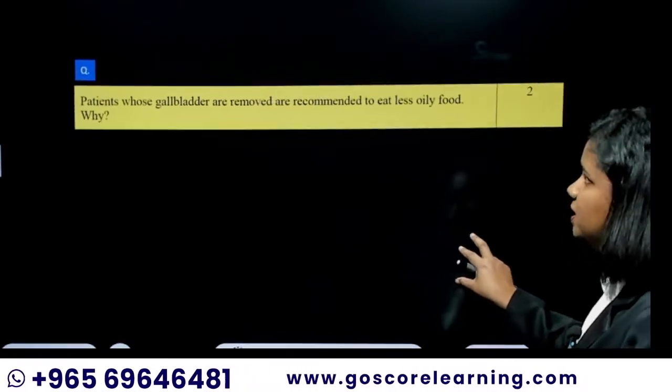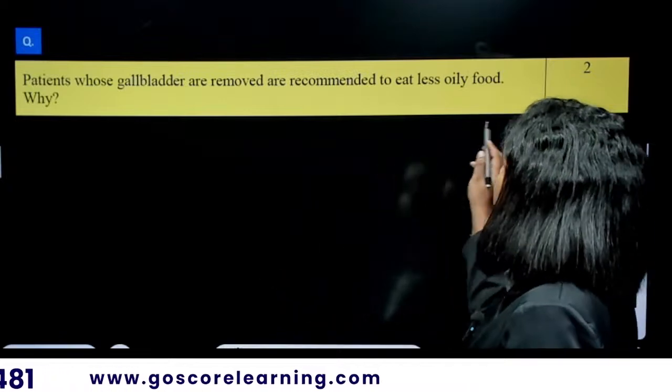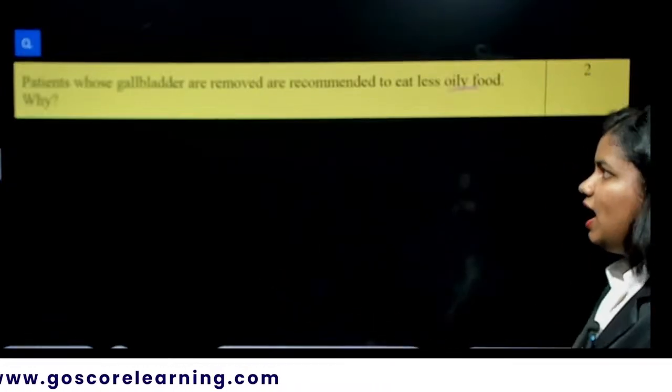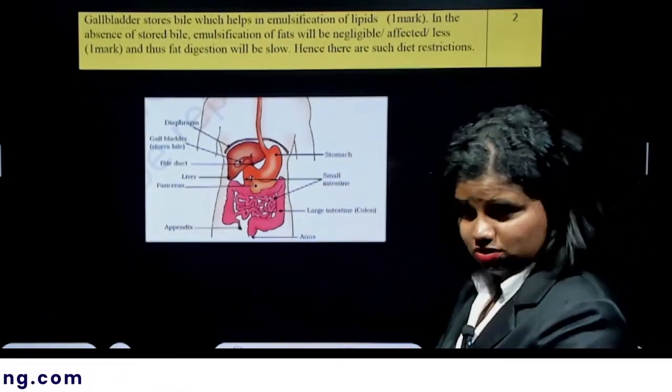This is the second question in the B part. Patients whose gallbladder is removed are recommended to eat less oily food. And you just have to explain why. I think you already know what the gallbladder is.